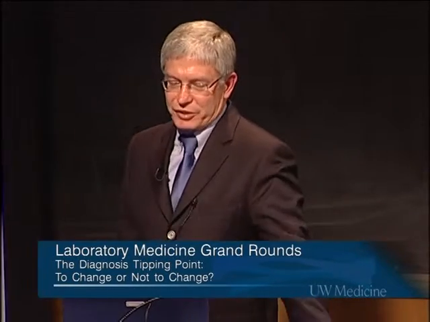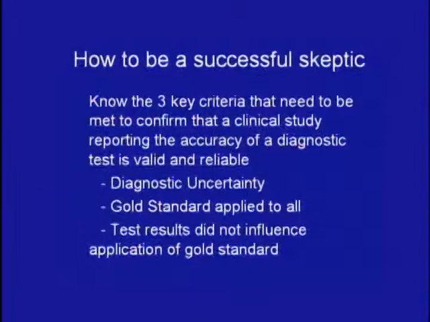So if we're going to be more successful skeptics, how do we do that? Well, basically know the three criteria. We're coming back to our objectives for the talk. The three criteria that need to be met so that a clinical study is valid and reliable. Were the patients included in the study those in whom there was diagnostic uncertainty? Did it evaluate a spectrum of disease? Was the gold standard for diagnosis applied to all the patients in the study?